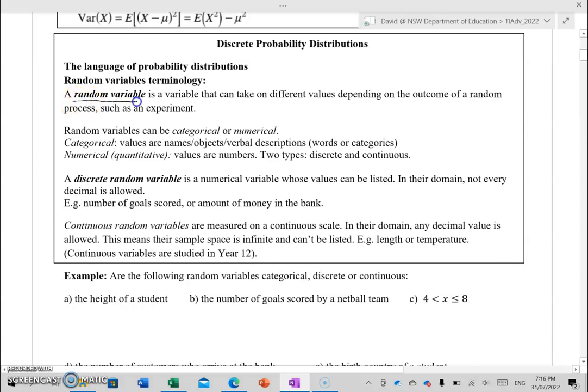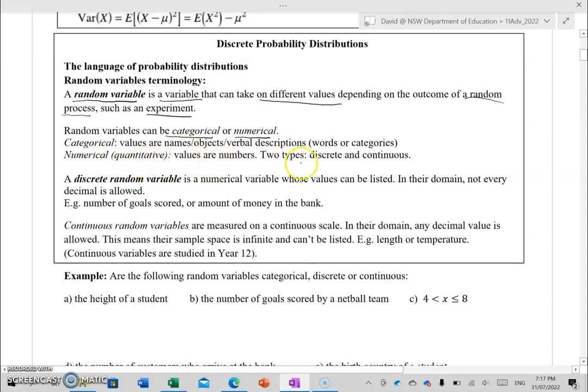Let's firstly talk about what a random variable is. That's a variable that can take on different values, depending on the outcome of a random process, such as an experiment. Random variables can either be categorical or numerical. Numerical means a number attached, and categorical means categories, which are usually words. Categorical values are names, objects, verbal descriptions, but numerical or quantitative values are numbers.